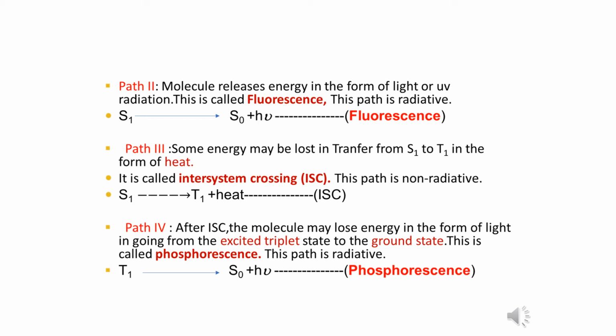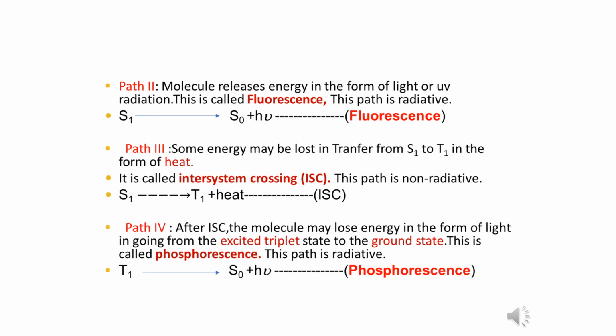And another pathway, the fourth pathway: after ISC, the molecule in the T1 state liberates its excess energy in the form of radiation, and it becomes the ground state. This is called phosphorescence. This path is radiative. That is the radiative transition from T1 to S0 with the liberation of excess energy in the form of radiation. Now this process is called phosphorescence. Phosphorescence means the radiative transition from excited triplet state T1 to ground state with the liberation of excess energy in the form of radiation.